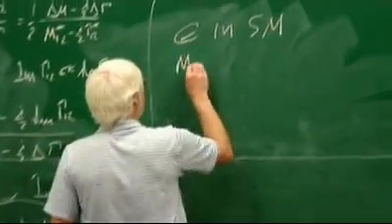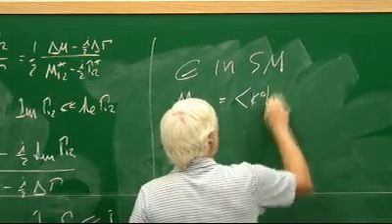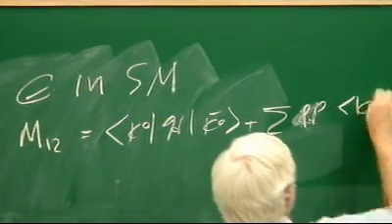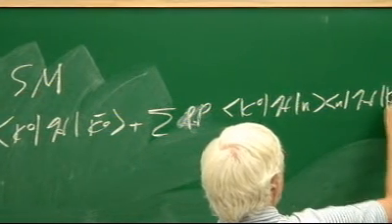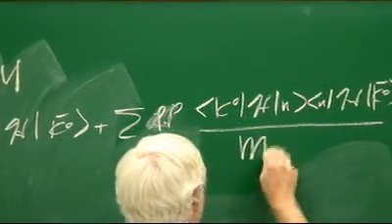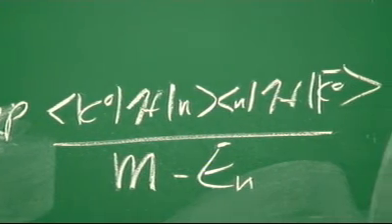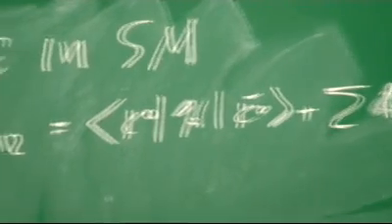Okay, so M12, you will remember, is one term, which is K0, Hamiltonian, K0 bar, plus the sum, principal part, of K0, Hamiltonian, n, n, Hamiltonian, K0 bar, divided by the energy denominator. I'm not being very careful with my signs, so take it with a grain of salt. I think that's right, because, yeah, it's right.